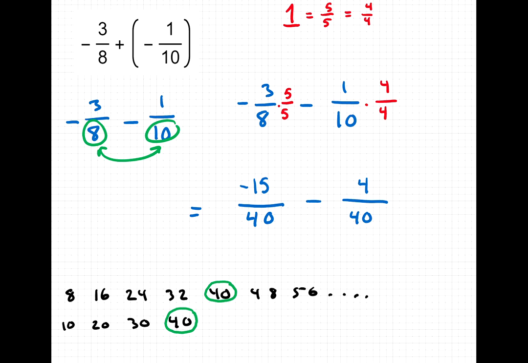And now that we have a common denominator, now we can do the subtraction. Okay, so the 40 stays. And we have a negative 15 minus a 4, or the negative 15 is getting more negative, so negative 15 minus 4 should be negative 19.